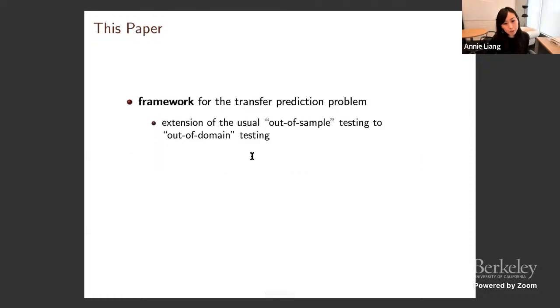So in this paper, what we do is the following. We first provide a framework for the transfer prediction problem. It's going to be a very straightforward extension of the usual statistical learning framework, where instead of out-of-sample testing, we're going to be looking at out-of-domain testing.